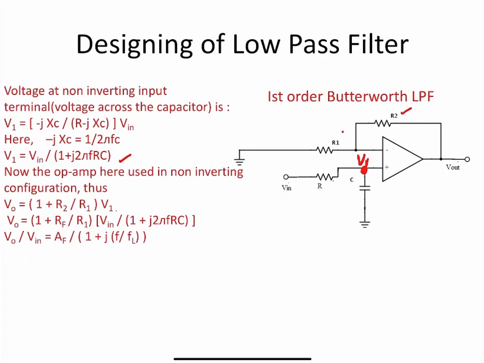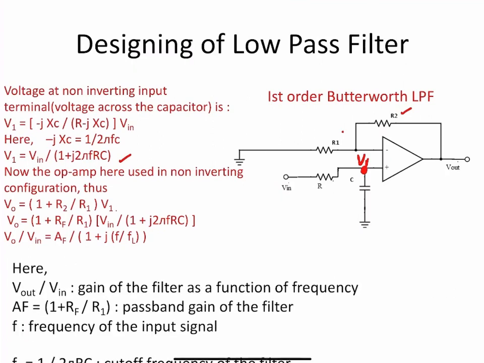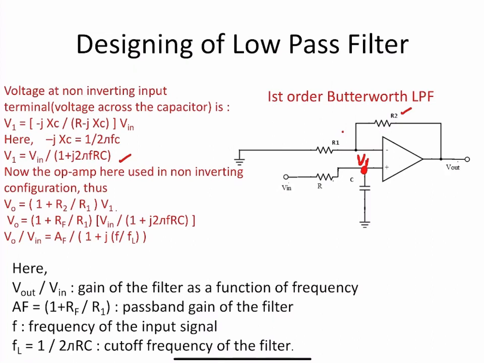Put this value equal to AF, which is the passband gain of the filter, means gain in the passband, so the gain is AF over 1 plus jf over FL, where FL is the lower cutoff frequency, that is denoted by 1 by 2πRC. Put this value equal to FL. This is the cutoff frequency below which the signal will pass, above which signals will be attenuated. This is the gain of the low pass filter.